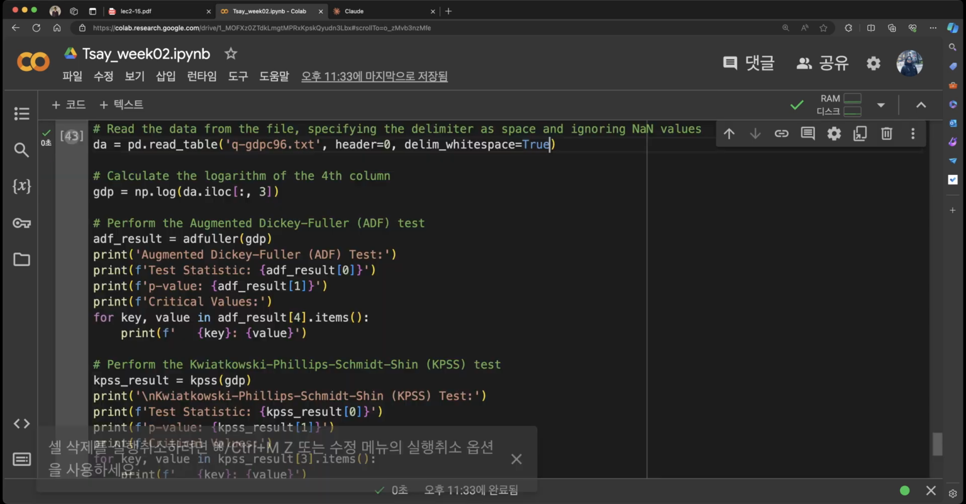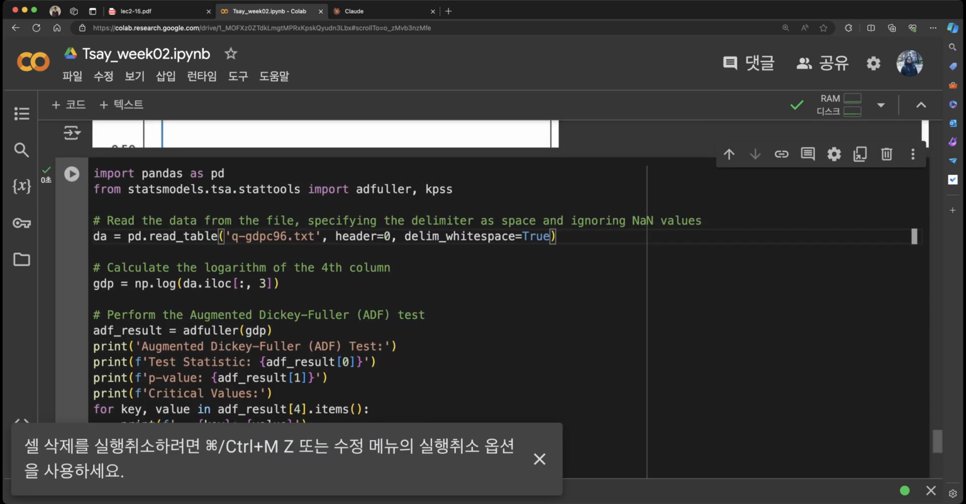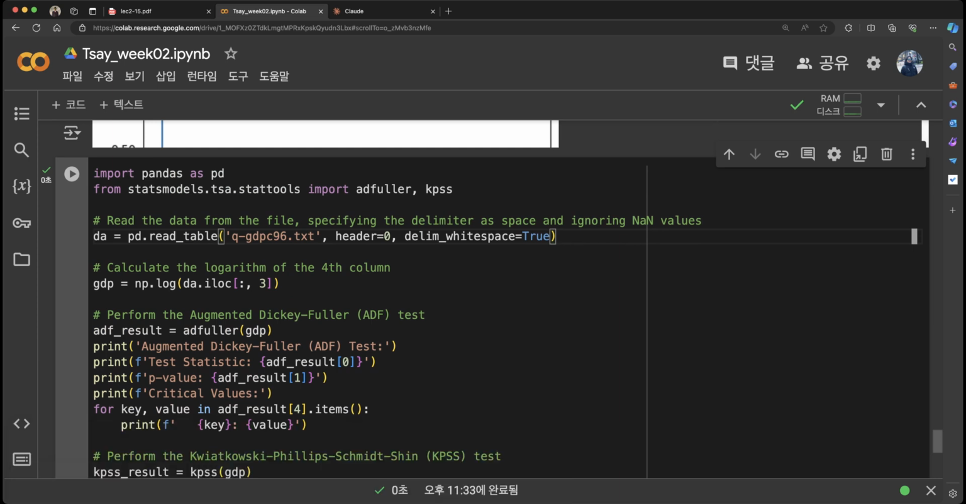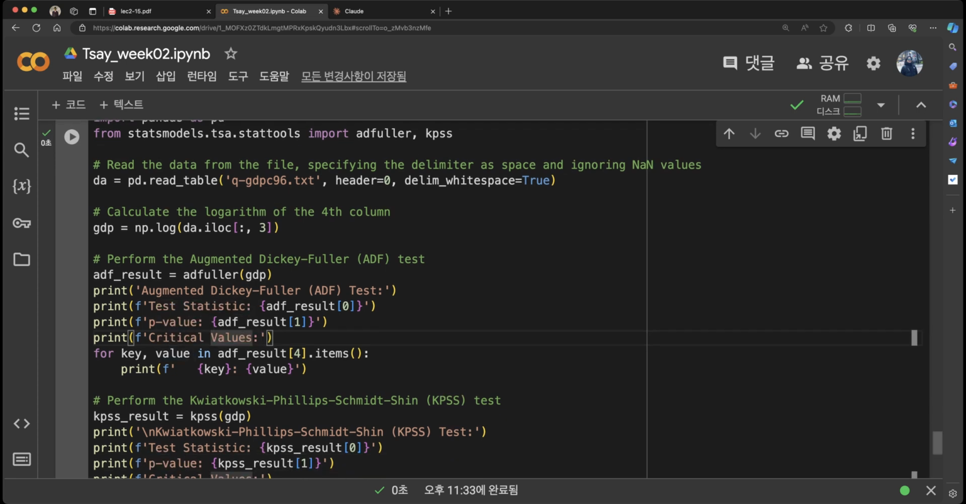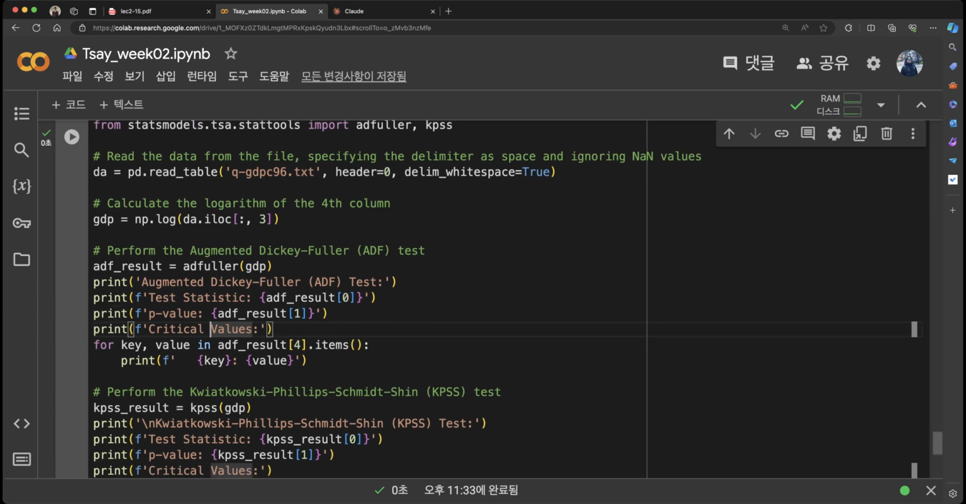Okay. So here, we read the GDP data, and then we take the log of the GDP. Delimiter white space. This part is important here. And then perform the augmented Dickey-Fuller test. Save it as ADF result. Test statistic is ADF result 0, then p-value and critical values. For key, value in ADF result, we print out this one.